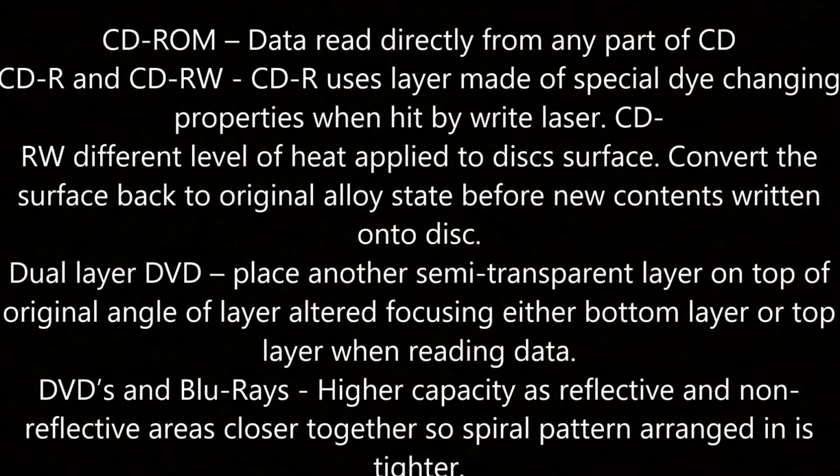CD-ROM is when data is read directly from any part of the CD, with CD-R and CD-RW. CD-R uses a layer made of special dye that changes properties when hit by the right laser. CD-RW applies a different level of heat to the disk surface, which converts the surface back to the original analog state before new contents are written onto the disk.